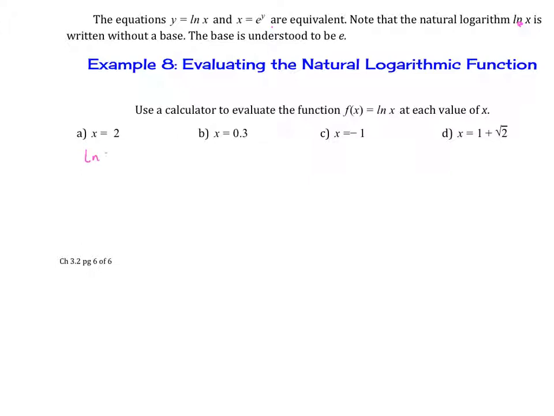So natural log of 2. On your calculator, you will press the ln button, and then 2, and then enter, and then you will get 0.693147, and then 2. 1, 2, 3, 4, 5, 6, 7. So maybe 7 decimal places. So go ahead and try these next 3, and when you come back, I'll have the answer for you.